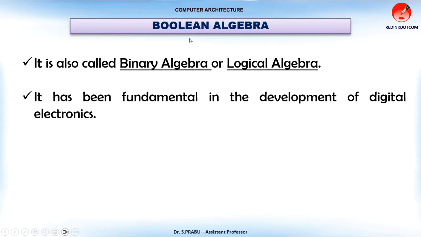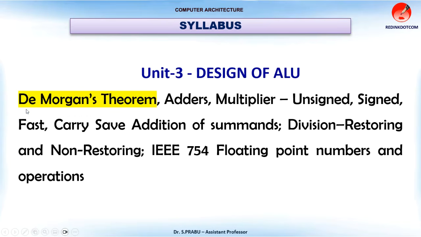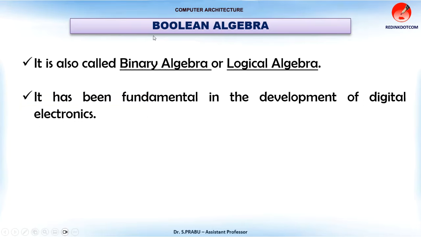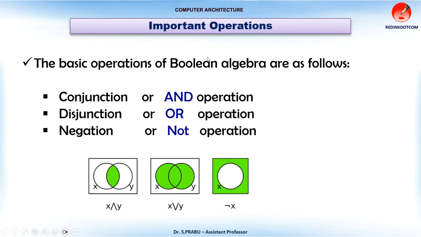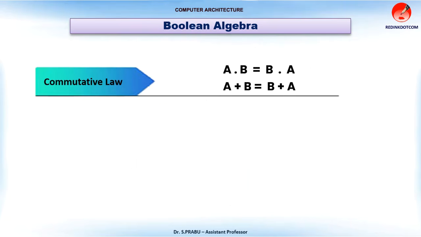This Boolean algebra is a fundamental concept that helps to design any electronic circuits. One of the Boolean algebra contents is De Morgan's theorem. Boolean algebra has some fundamental operations like AND, OR, NOT. In Boolean algebra, some important laws are there. First one is the commutative law.